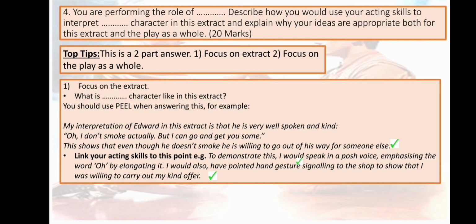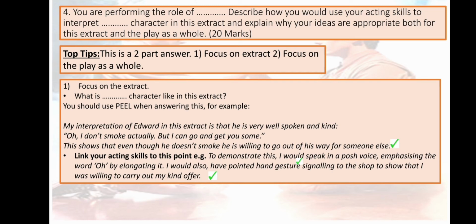Task 1. Focus on the extract. What is Mrs. Johnston's character like? You should use point, evidence, explanation and link in your answer here. For example, my interpretation of Edward in this extract is that he is very well spoken and kind. "Oh, I don't smoke actually, but I can go and get you some." This shows that even though he doesn't smoke, he is willing to go out of his way for someone else. Link your acting skills to this point.